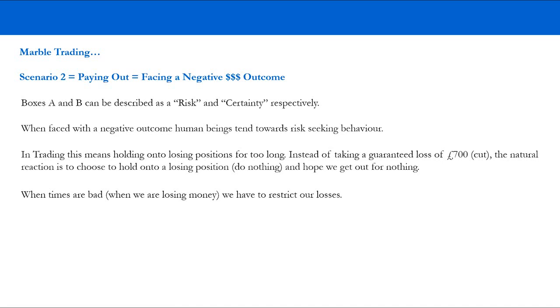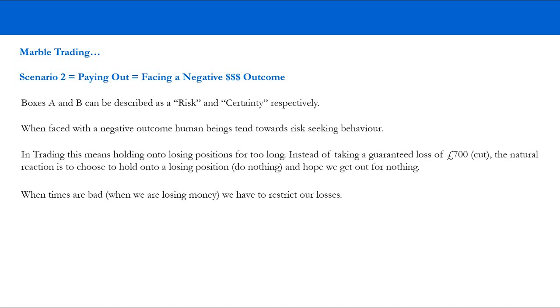So have a look at your paper. Which box did you write down for the second scenario, paying out? So facing the negative outcome of paying me money. Well, when this is done over many cases, so when many participants in a room are asked to write down the answer to this question, we get the opposite of scenario 1, getting paid.